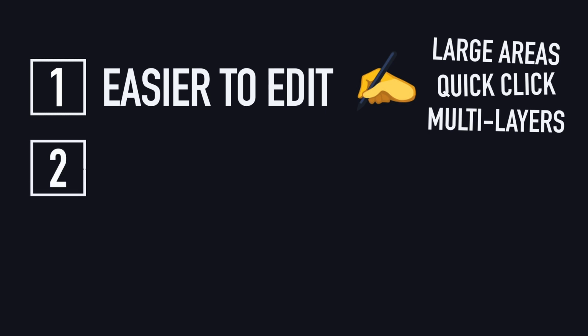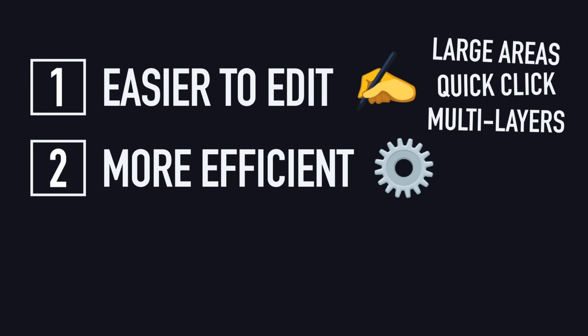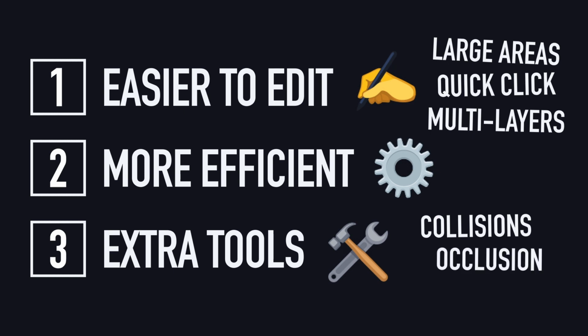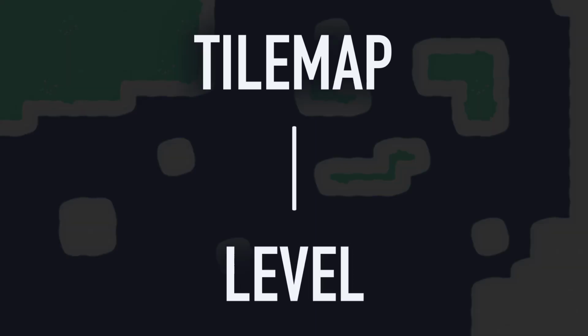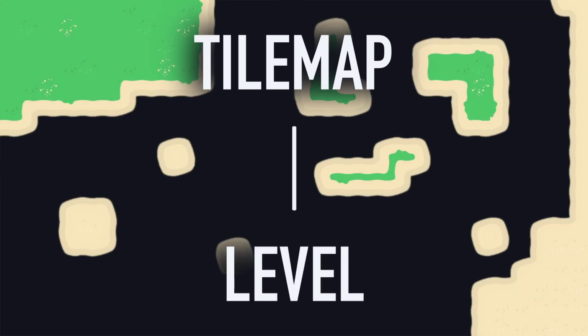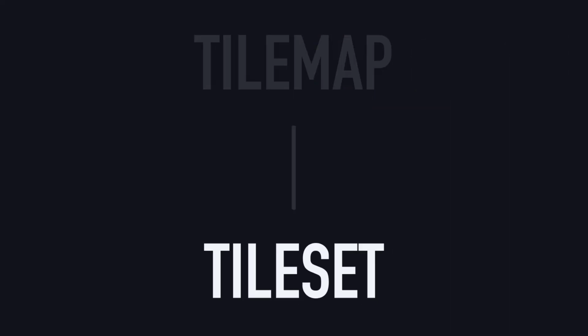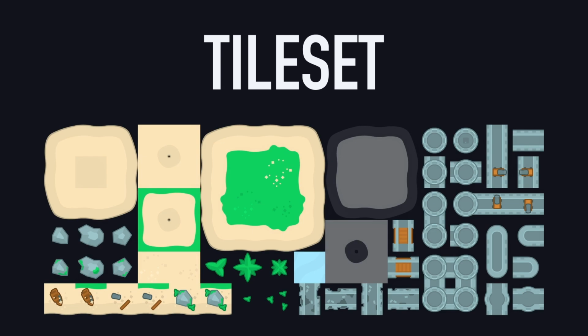And it's also way more efficient. And because it's designed for groups of tiles, a tilemap can also handle collisions, occlusion, or navigation, for example. So, as we said, a tilemap is an actual level, with its particular shape, and probably a lot of repeated tiles. But a tilemap always depends on a reference tileset, which contains the sprites for each available tile just once.